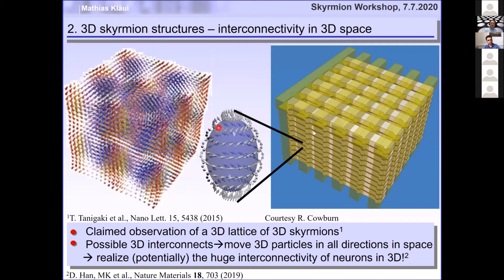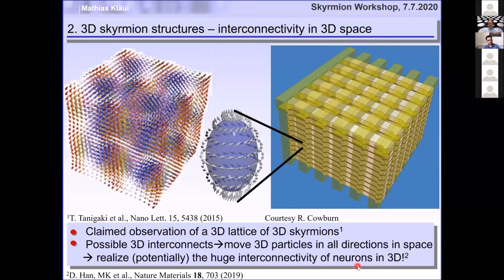The nice thing is that in 3D, you can actually have interactions between particles with many more neighbors than in 2D. In 2D, just from graph theory, you know that on average you can only interact with 4 neighbors without crossing the interaction path, which in 2D is not possible. But in 3D, you can have many of these particles talk to each other, and this potentially could realize the huge interconnectivity of neurons in the brain in 3D, which have interconnections to tens of thousands of other neurons.